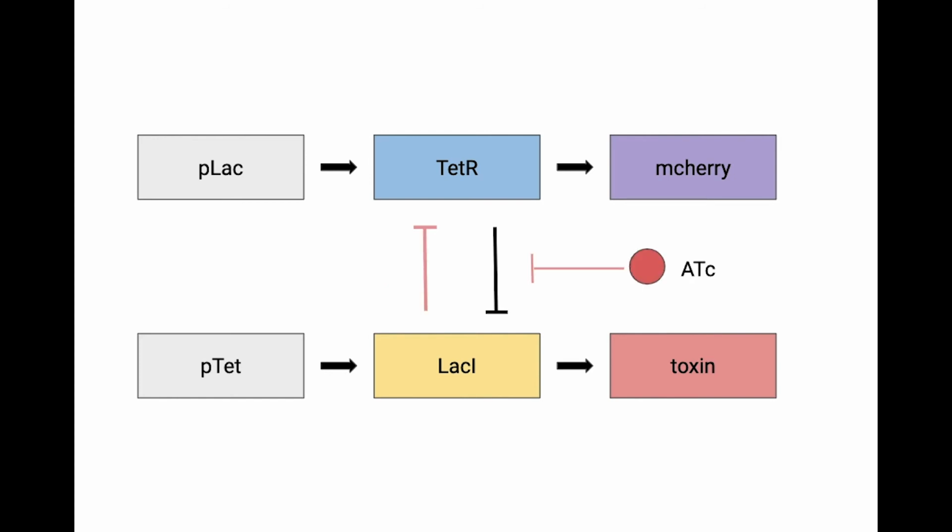The same thing happens if we were originally in the TET-R state, or the survival state, where we're repressing LAC-I. However, when we add ATC to the system, it stops TET-R from repressing LAC-I, and as a result, LAC-I will end up repressing TET-R, and toxin production will begin.